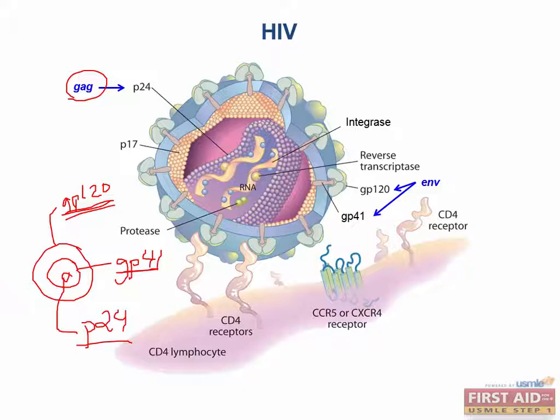Remember, this is just a way to help remember these proteins. It is not actually that GP120 is outside of GP41, because they are both part of the envelope.